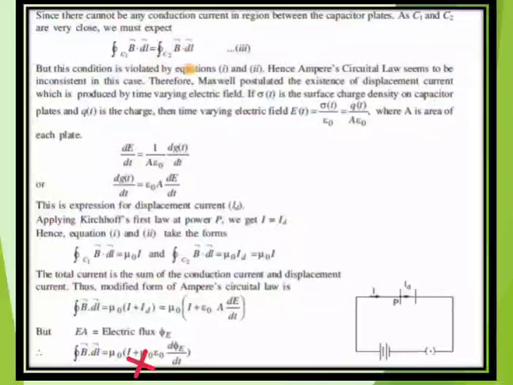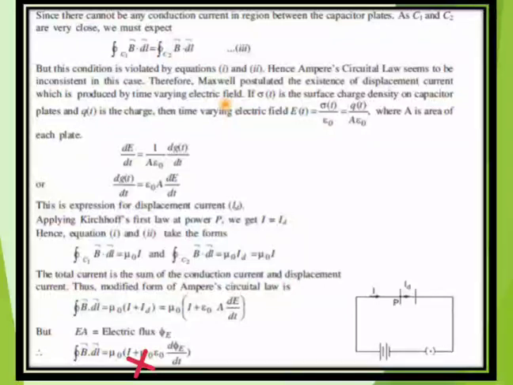Okay, so the conduction current cannot be 0. So the Ampere circuital law seems to be inconsistent in this case. Therefore Maxwell postulated that there must be a particular current existing in equation number 2 in order to make this equation correct. So the existence of displacement current comes into action, which is given by the time varying electric field and produced by the variation in electric flux.